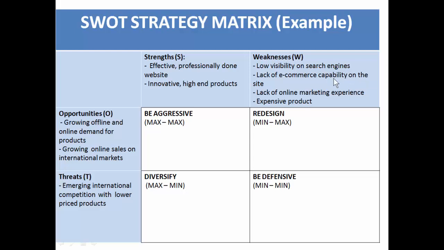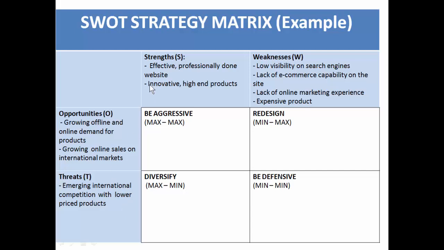At the same time, you have some huge opportunities, like, for example, growing offline and online demand for your products, or growing online sales on international markets. But you have certain threats, emerging international competition with lower price products. So as you can see, this is as realistic a scenario as possible, listing a couple of your strengths and weaknesses and opportunities and threats. So the big question is, what do you do with those?